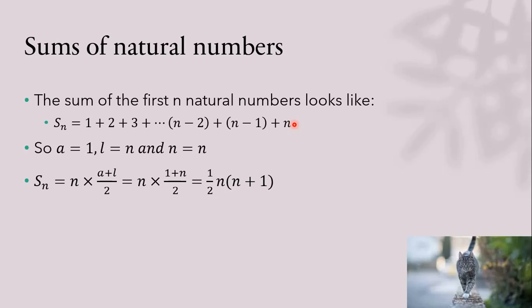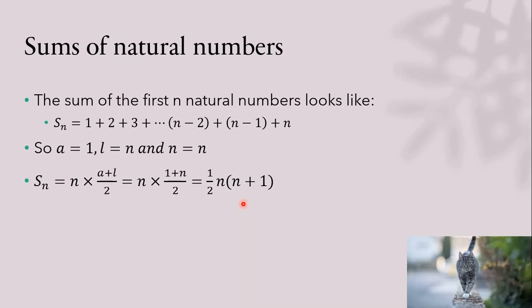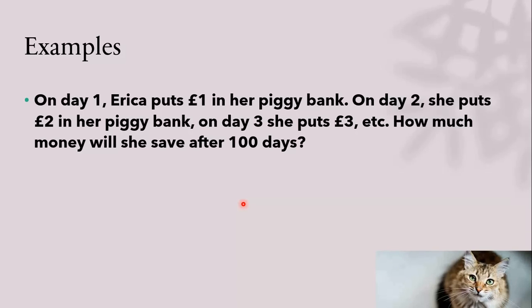So we can sub them into our S of n formula, and you get n lots of A plus L over 2, which is n lots of 1 plus n over 2, which is half n lots of n plus 1. So that is the formula you're going to use for natural numbers. Okay, let's move on to the next example.